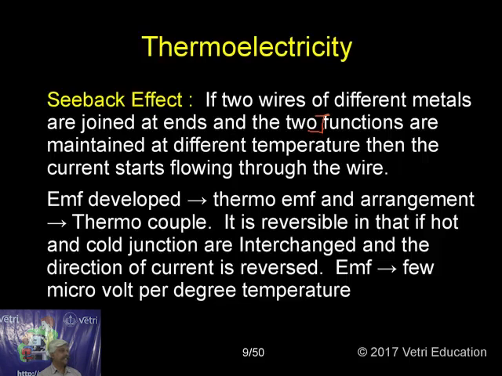The thermocouple is reversible. If the hot and cold junctions are interchanged, say I put a hot junction here and a cold junction here, then the current direction is also reversed. The value of the EMF is very low, a few microvolts or millivolts per degree of temperature.